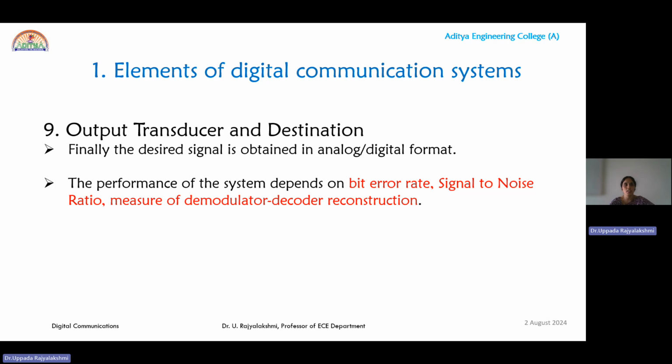And here we should know that the performance of the digital system completely depends on the bit error rate and signal to noise ratio. Bit error rate is nothing but the number of error bits per second. And signal to noise ratio should be as good as possible. And then the measure of decoder reconstruction, that is, how well the demodulator is able to reconstruct the original signal. So all these parameters will affect the system, so they should be as good as possible for the best digital communication system.